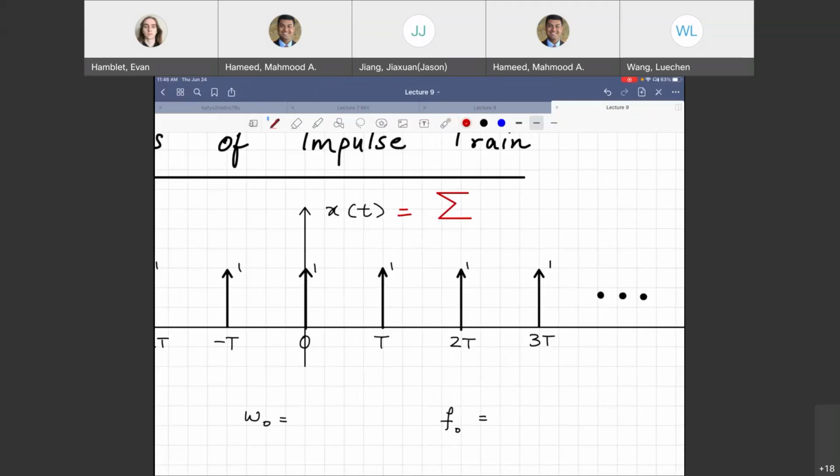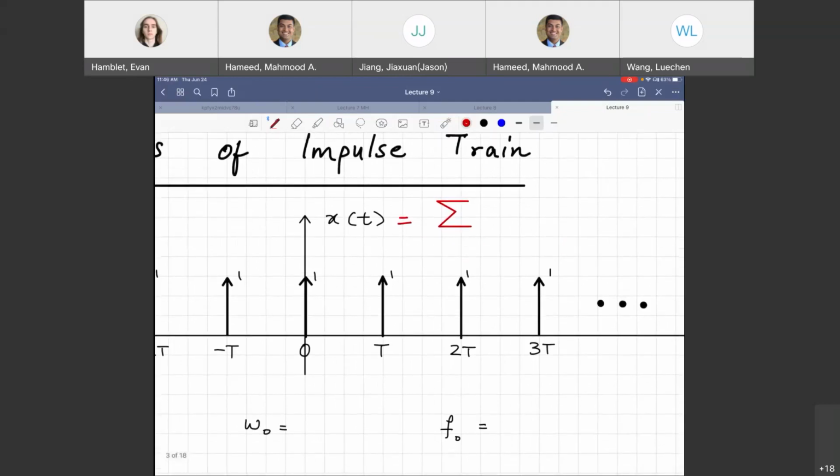Anyone? So instead of using k, I'll use n. Negative infinity to infinity. I have a delta. Is that okay?